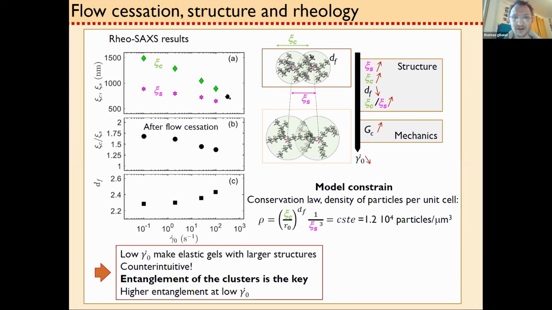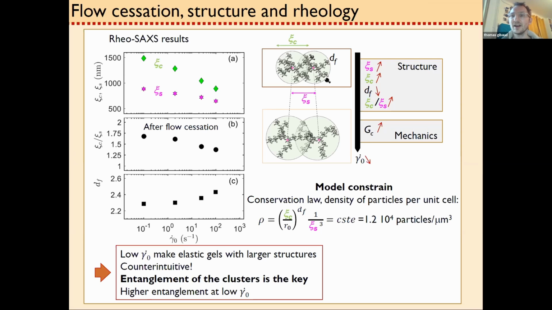High shear rate makes smaller structure. That's good news. That's what we expected. And you see that the interpenetration, which is the ratio between CC and CS, increases at low shear rate. So at low shear rate, those clusters are interpenetrating more and more. And of course, their fractal dimension goes to lower value due to mass conservation, also all coherent.